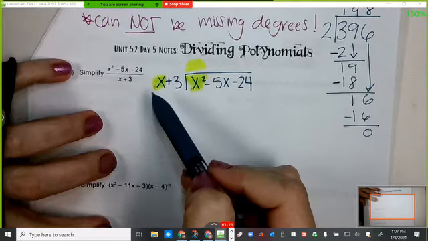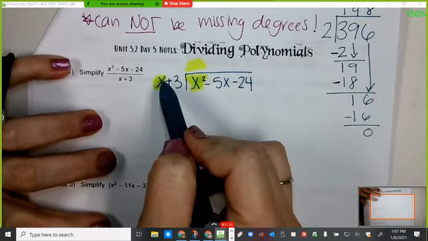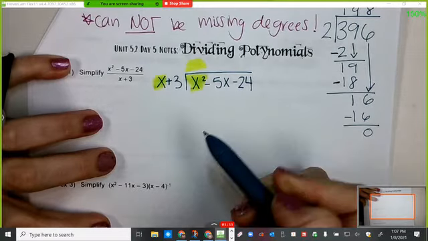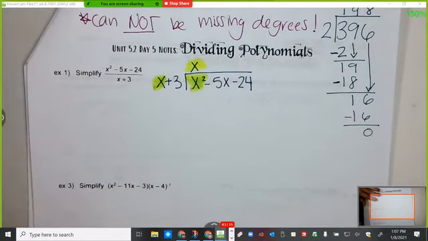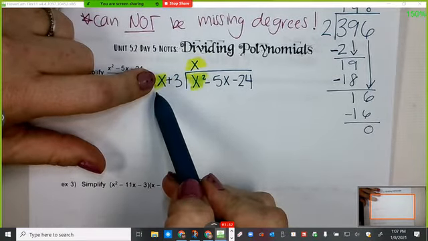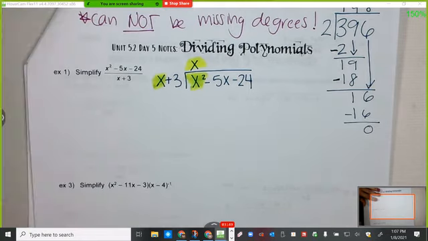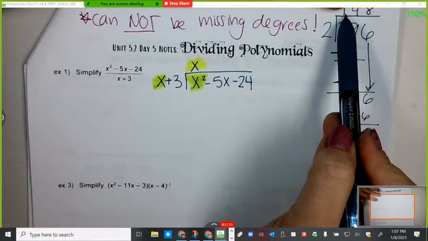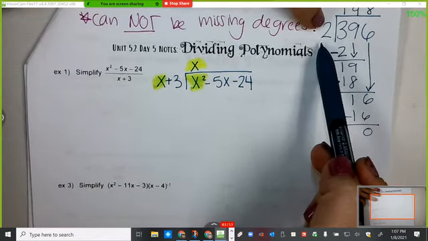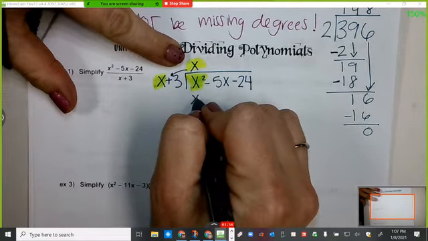So we're going to kind of think of it differently because it's letters, not necessarily numbers. Okay, x times what gives you x squared? Now, what's the opposite of multiplication? Division. So could you also think, okay, x squared divided by x? Yeah, is x. Okay, however you want to think about it. I like multiplication better, that's why I think about it that way. Okay, then after we found that number, didn't we multiply it by our divisor? Yeah. Okay, so x times x is x squared.